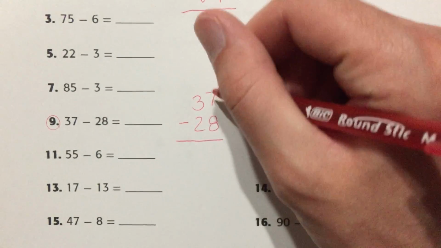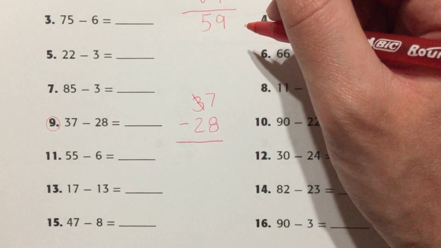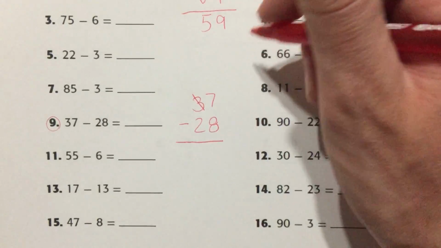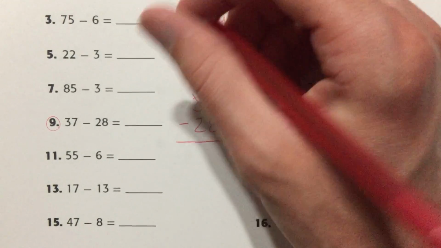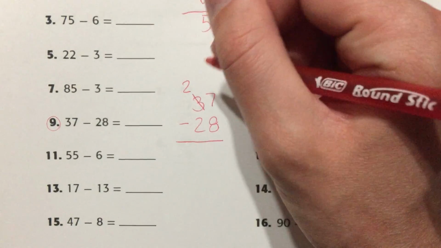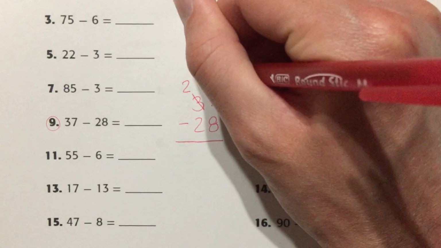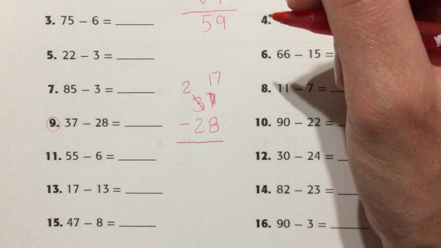So we have to go next door. We're going to ask our friend number 3, is it okay if I borrow a group of 10? It's very, very important. And our 3 says, sure, why not? Take a 10, I'll become a 2. And then this becomes a 17 instead of a 7.